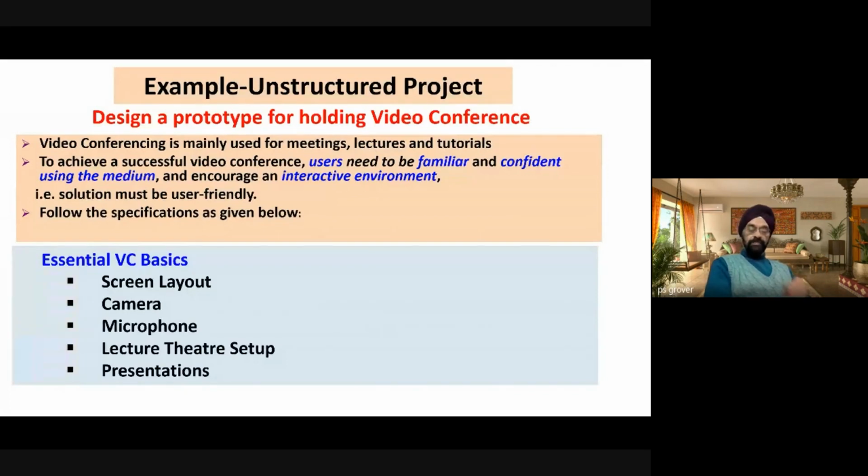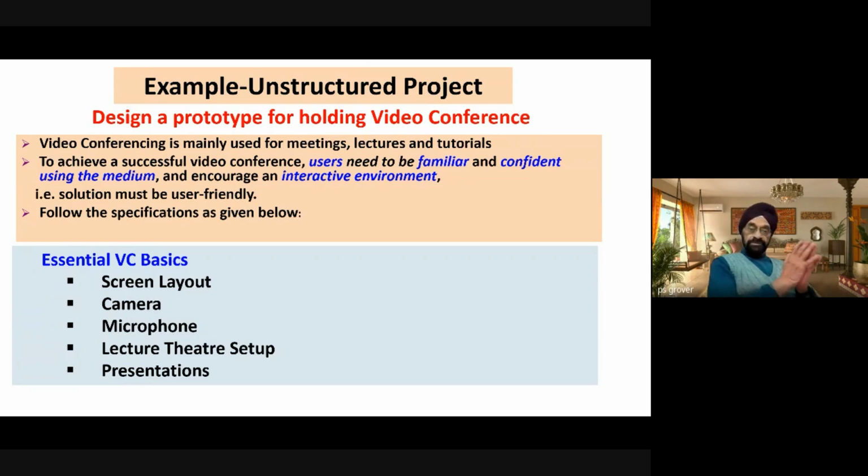Now, please see here, this is a project which is not given in any textbook. It is a project which requires the understanding of not just one component. Look at the various components: microphone, camera, and so on. It requires the understanding of the environment. It requires the understanding of the placement. It requires, because it's interactive, and so on.